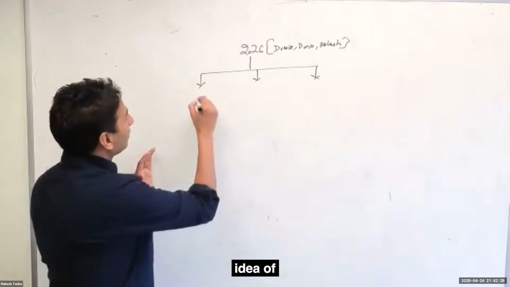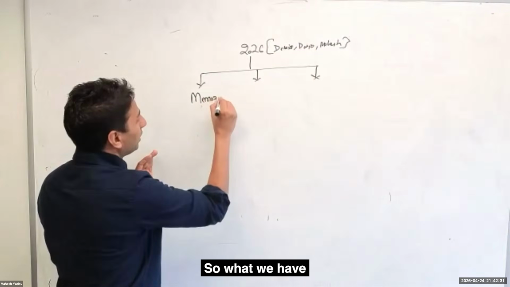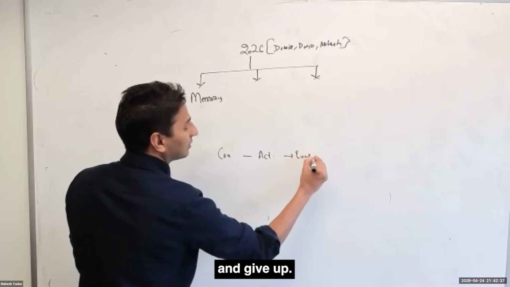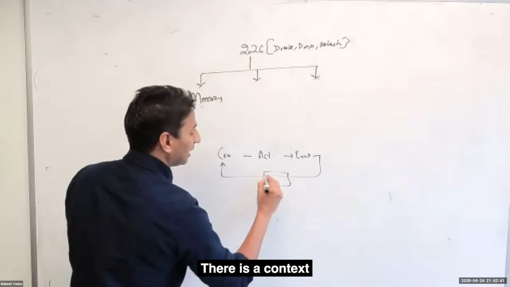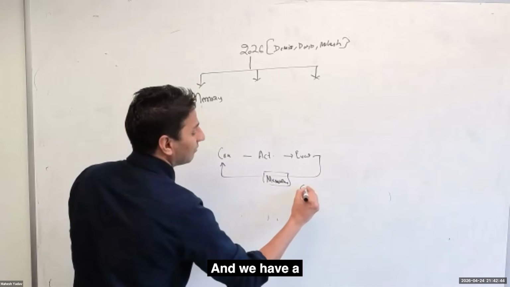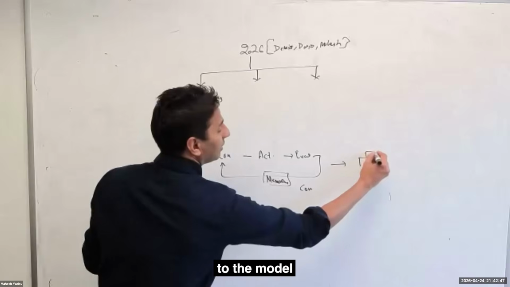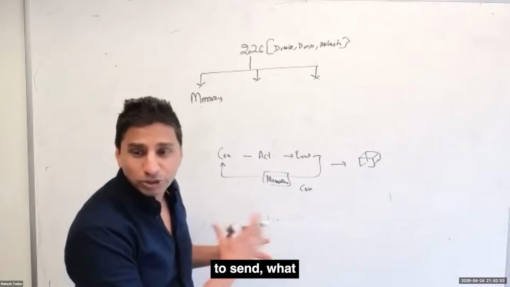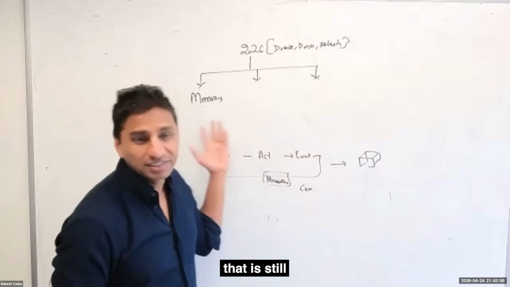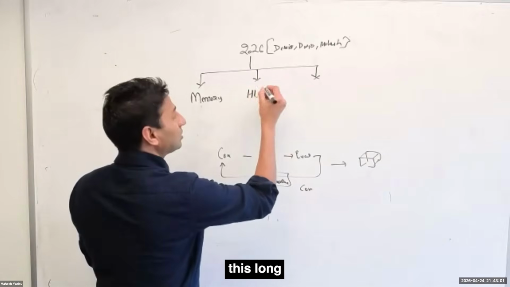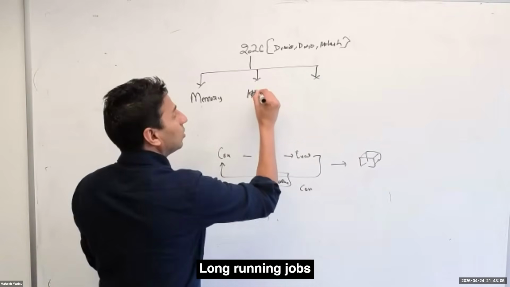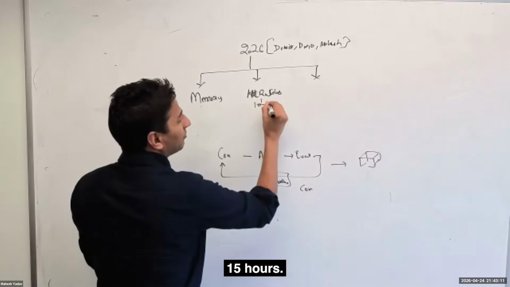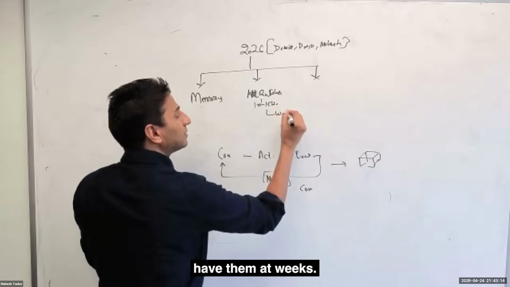One is this idea of managing memory. What we have to do is remember that context, action, and eval, and keep looping. There is a context length. This has to be all stored in memory, and we have a limited context that we can send to the model each time. This context keeps accumulating, and this memory management of what to send and what to drop on each iteration is still work in progress. Long-running, long-horizon jobs are good, but still capped at 10, 15 hours. Ideally, we want them to run for weeks.